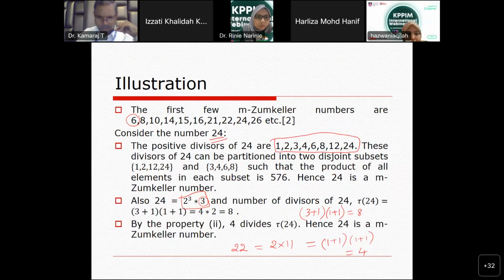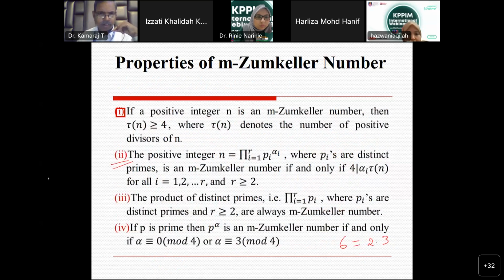You see that, look at this second property. 4 will divide the number of divisors into alpha, where alpha is the power of the primes. Okay. Here.